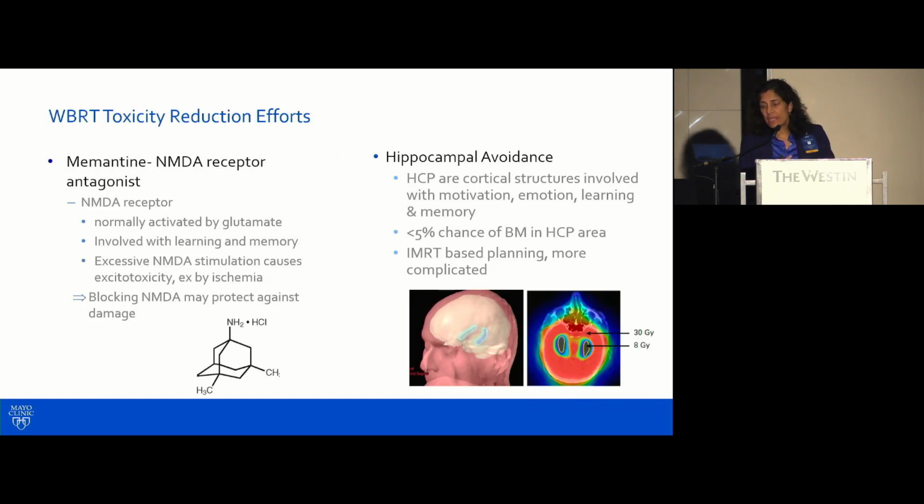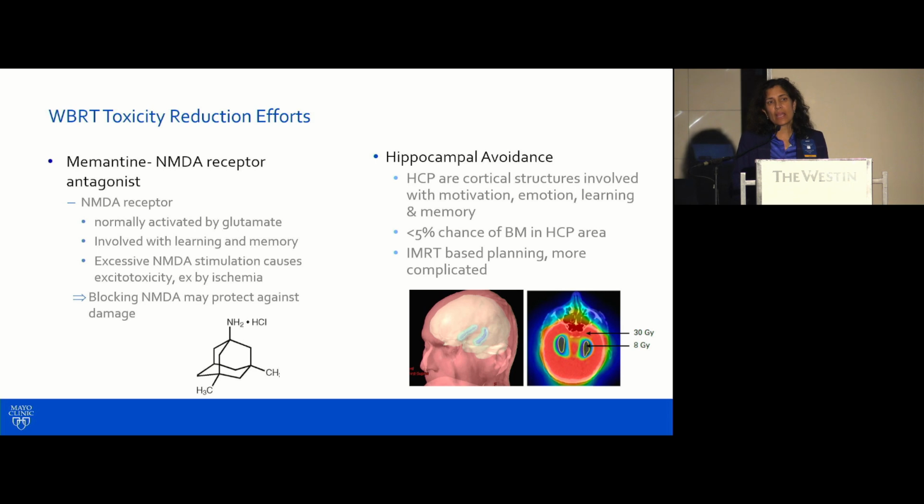So whole brain radiation, if you do think about it, there's ways to think about toxicity reduction. Automatically, we consider hippocampal avoidance. It does require IMRT. It does require contouring. It does require some sort of delay in treatment if you have the planning. So for the patient, it might take more time. For the team, it's more expensive. Technology, you need to have the dosimetry and everything.